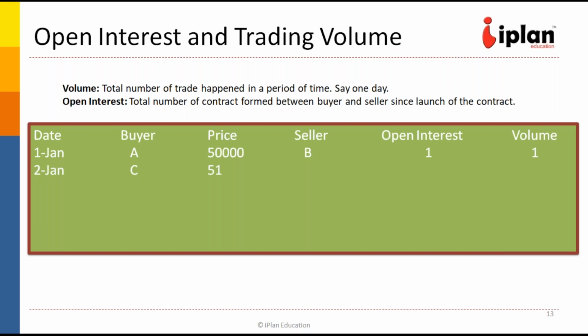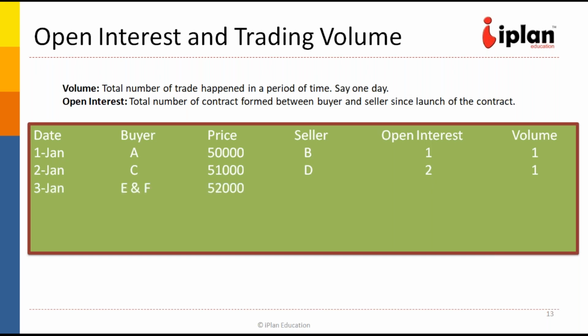On 2nd January, there's a buyer C and there's a seller D. So the price is around 51,000, price increases. So the open interest here is around 2 because there is one trade and a new contract opened between C and D. So there is 2 open interest, 1 from yesterday and today's one, both together makes 2. And the volume is still 1.